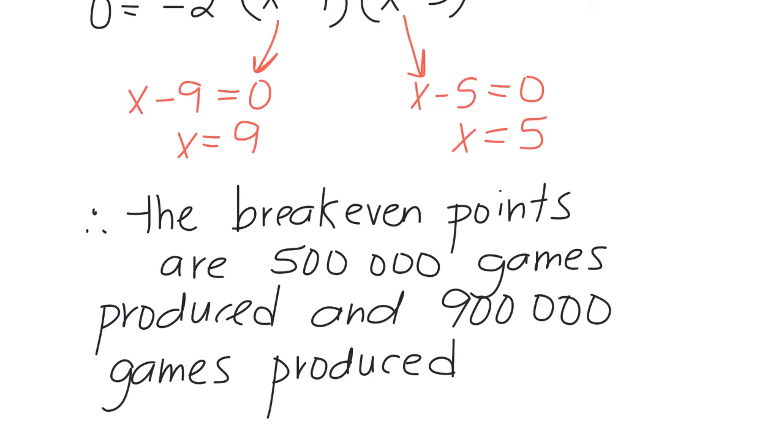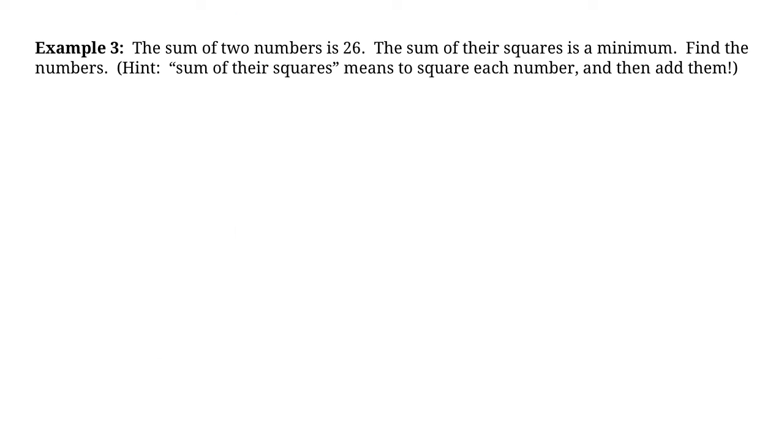A common Maximin word problem involves figuring out mystery numbers. The sum of two numbers is 26. The sum of their squares is a minimum. Find the numbers. And as a hint, you are told that sum of their squares means to square each number and then add them together.